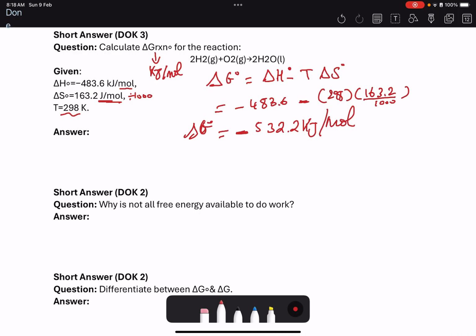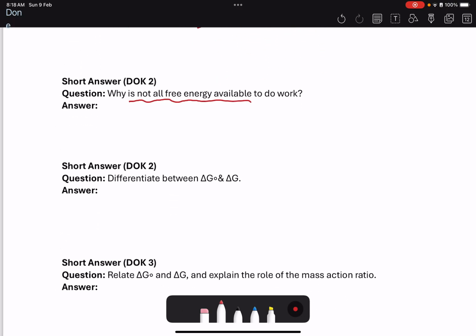However, if we move on to the next question, not all this energy available is going to do work. Some of it will be lost. So why is not all free energy available to do work? Because some of this free energy will be lost as heat to increase the entropy of the surrounding, or some heat lost in the system. So we always have this.